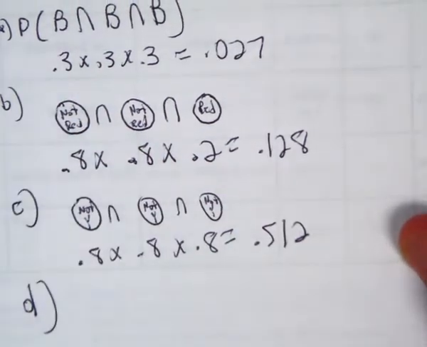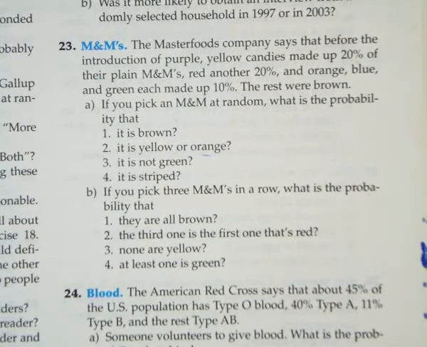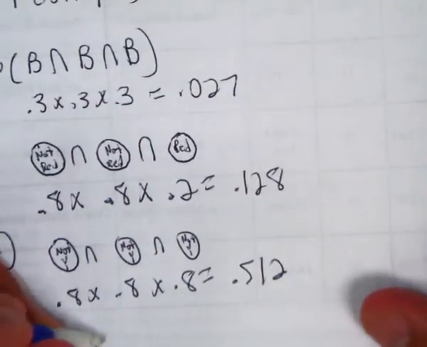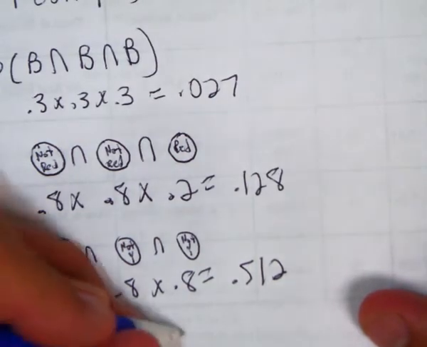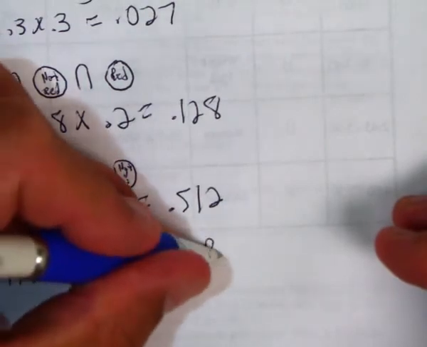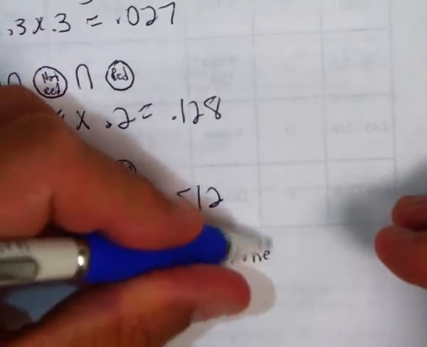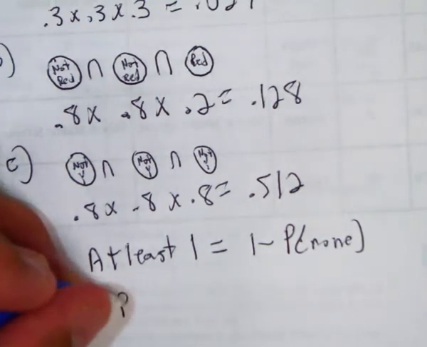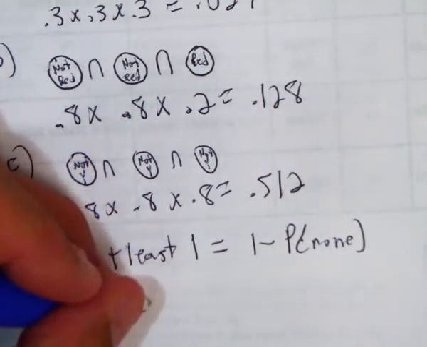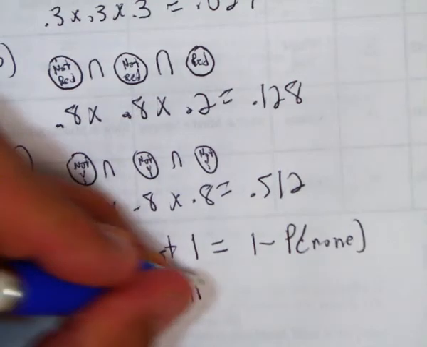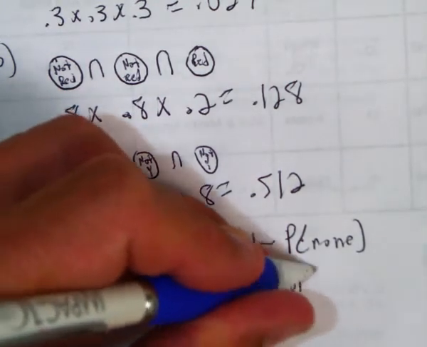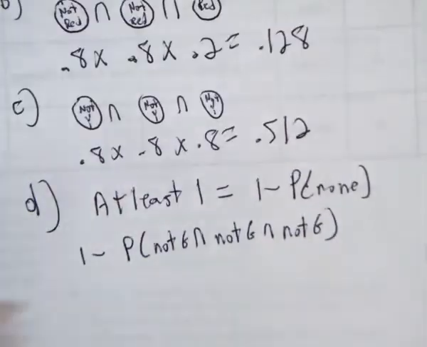And then D. Okay. At least one is green. Okay, well, how do we always do at least 1? It equals 1 minus the probability of none. Okay, so we're going to do 1 minus the probability of not green and not green and not green. Well, how do we do that?